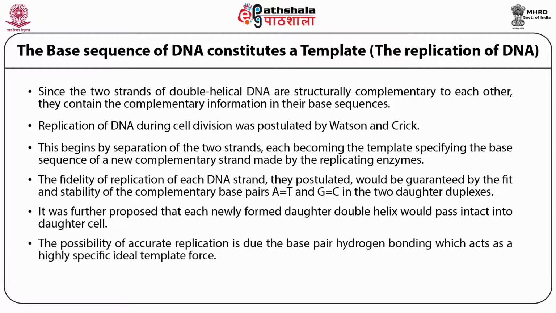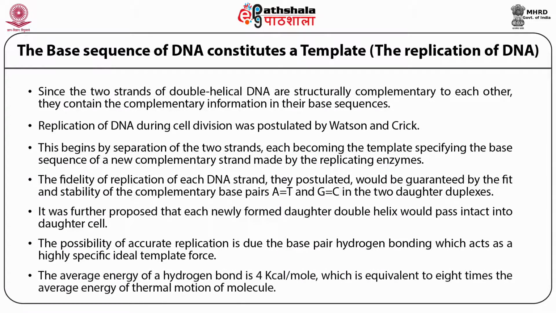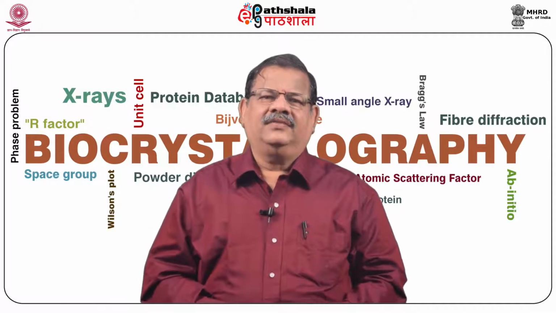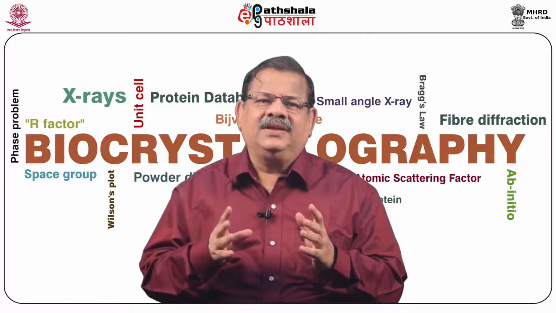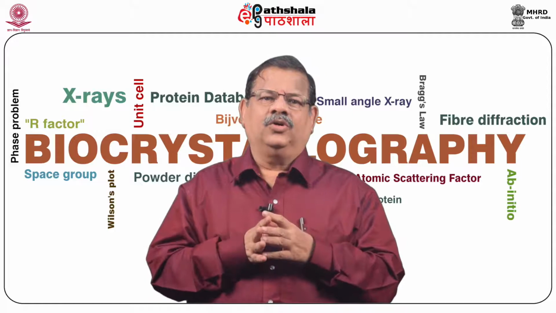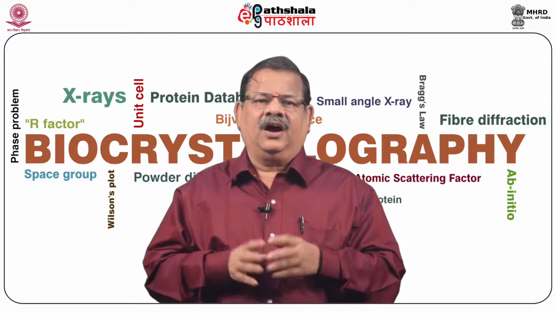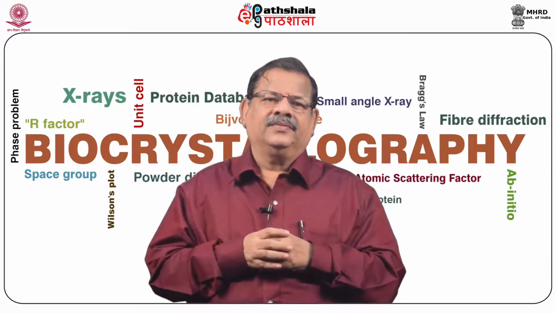The possibility of accurate replication is due to the base pair hydrogen bonding, which acts as a highly specific ideal template force. The average energy of a hydrogen bond is 4 kilocalories per mole, which is equivalent to 8 times the average energy of thermal motion of a molecule. We have seen that DNA has a double helical structure. This double helical DNA may undergo denaturation or unwinding.